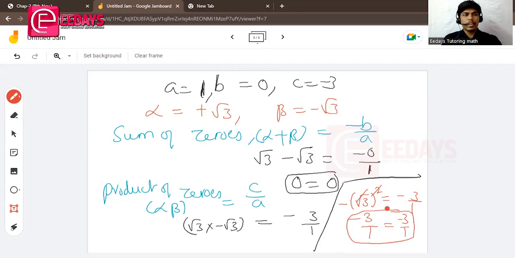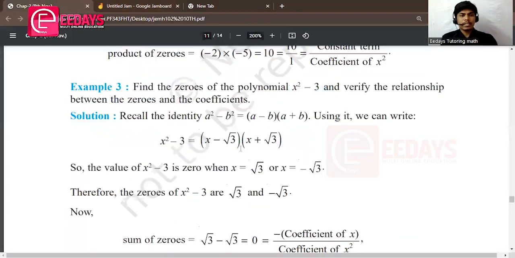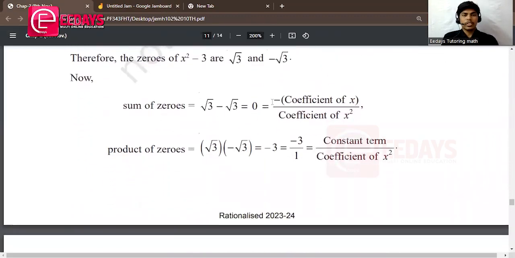Okay, so we just verify any sums like this. So this is example 3. We have to verify like this. Sum of zeros we got 0. Product of zeros, minus 3 by 1.